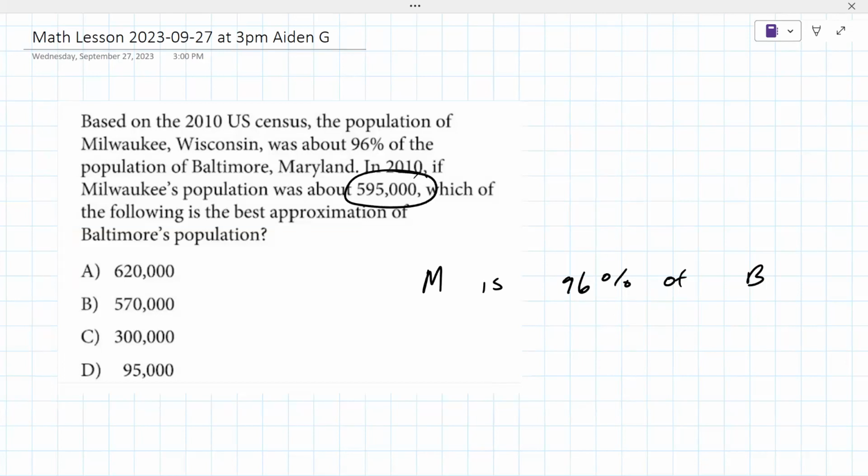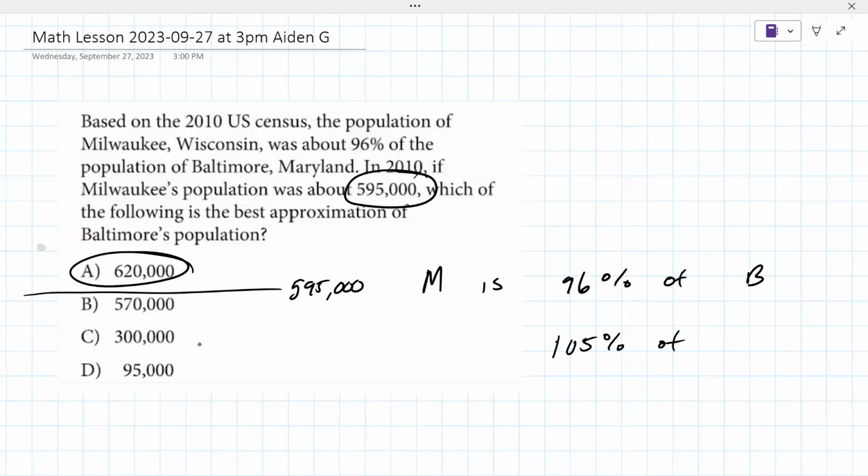Milwaukee. Okay, but it says Milwaukee is 96% of Baltimore. If it were bigger, it would say like 105% of. So it's smaller. But which population is it asking about? Milwaukee is given, so it wouldn't be asking about that. It's asking about Baltimore's part. So what is the correct answer? A, because Baltimore is bigger than Milwaukee, so it has to be the bigger number.